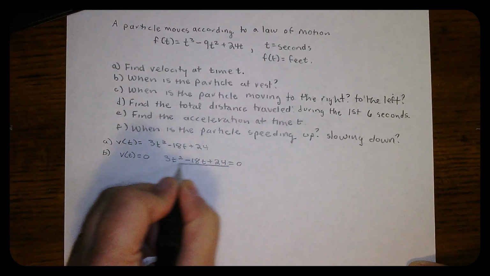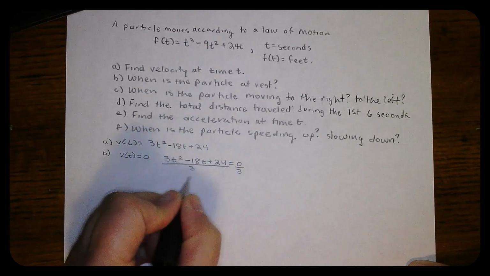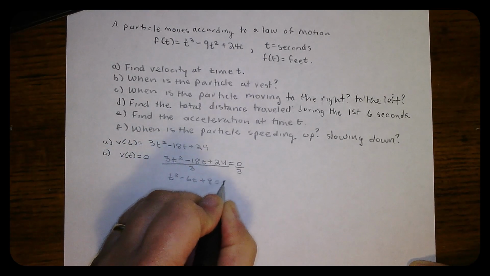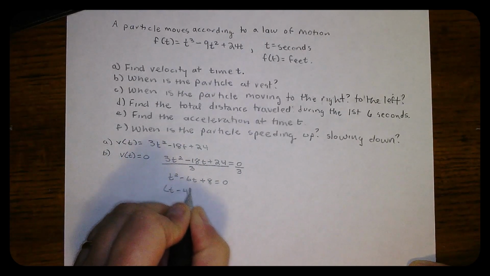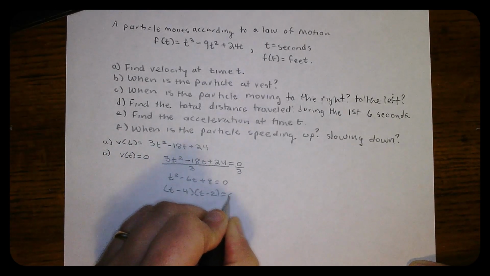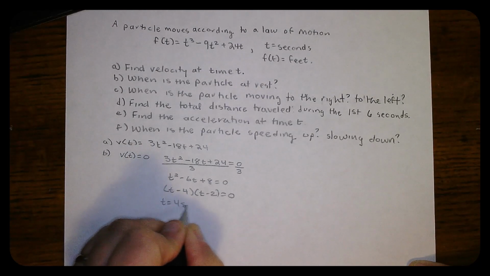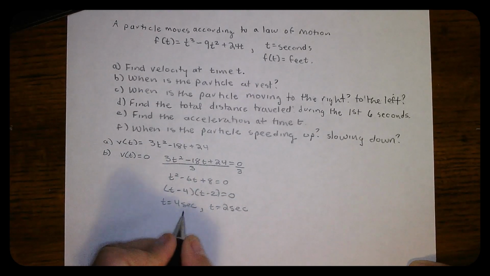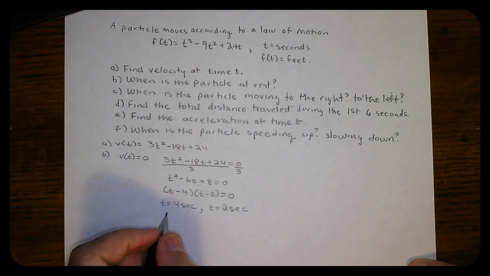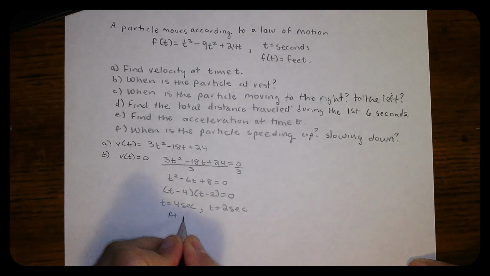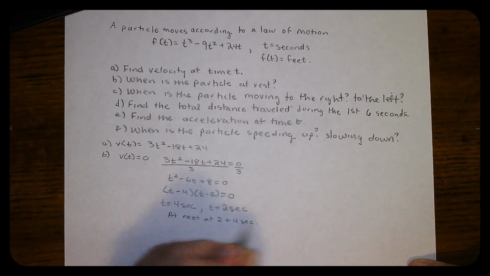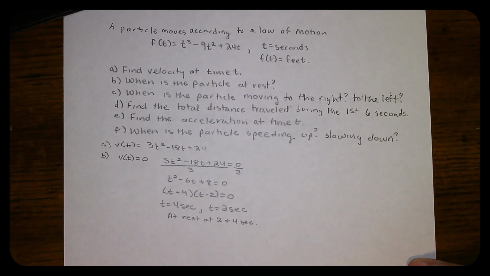We don't need our calculator to solve that. We can divide out by 3. That gives you t squared minus 6t plus 8 equals 0. That factors into t minus 4, t minus 2 equals 0. So t equals 4 seconds and t equals 2 seconds. So now we know not only when the particle is at rest, we know that that's where we're going to be turning directions. So that's why that's helpful to do first.